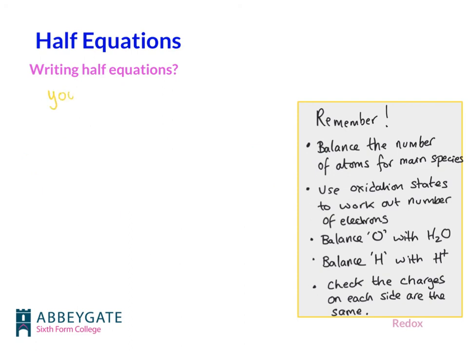Okay, I think it's time for you guys to have a go at doing one. So I'm going to give you an example using chromium. And then I want you to press pause and have a go before I go through the answer. So we're going to look at chromium 3+ turning into the dichromate ion. So I would like you to press pause, and then I'll go through the answer after you've had a little bit of time to think about it.